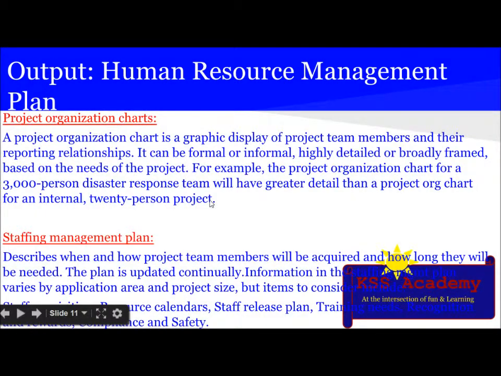The next thing which the human resource management plan contains is the project organization chart. A project organization chart is a graphic display of the project team members and their reporting relationships. It can be formal or informal, highly detailed or broadly framed based on the needs of the project. For example, a project organization chart for a 3,000 person disaster response team will have greater detail than a project org chart for an internal 20-person project.